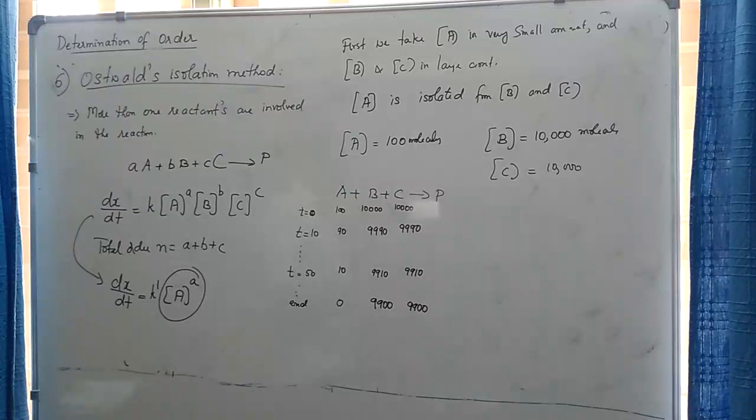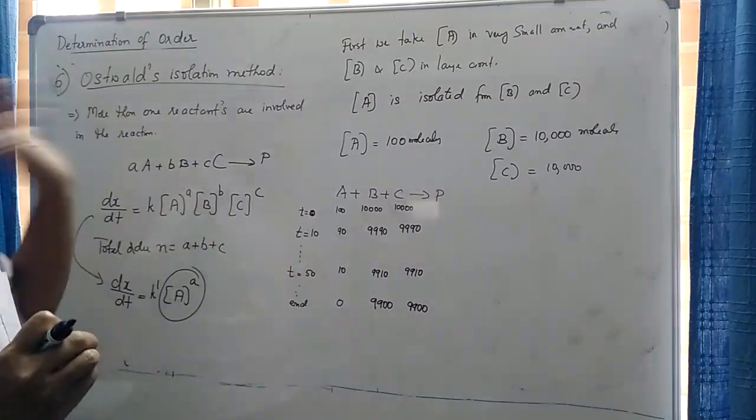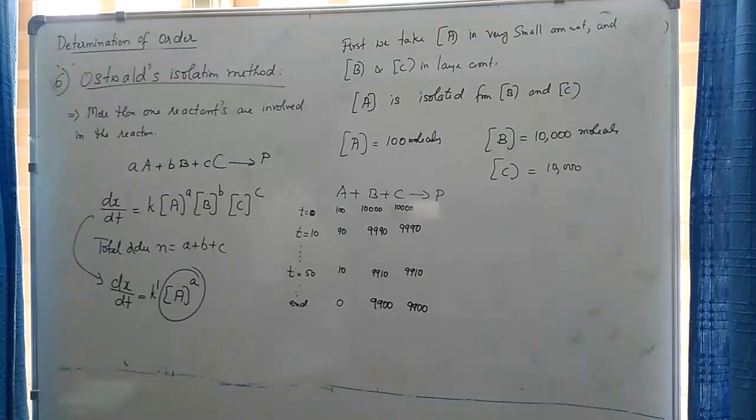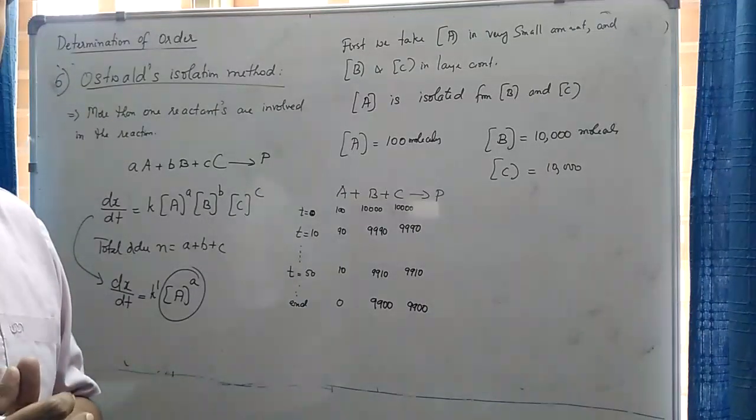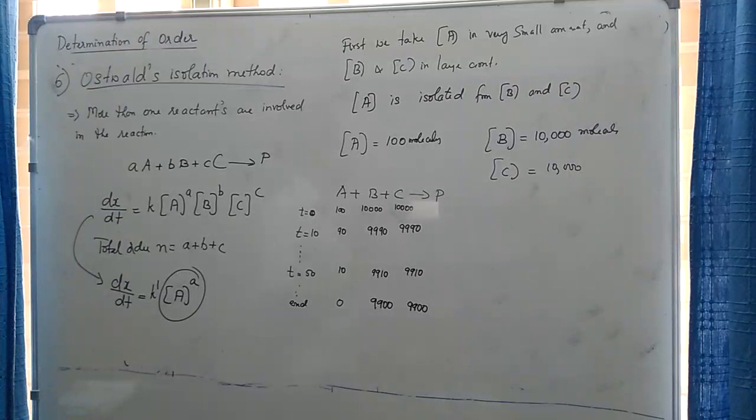So in order to find out the order of the reaction with respect to A, we have to isolate A from reactants B and C. Then find out the order of the reaction with respect to A by any one of the 5 previous methods. So we found out what is the value of a. Then in the next step, we have to find out what is the value of the order b. So which reactant should be isolated now? We have to isolate B.